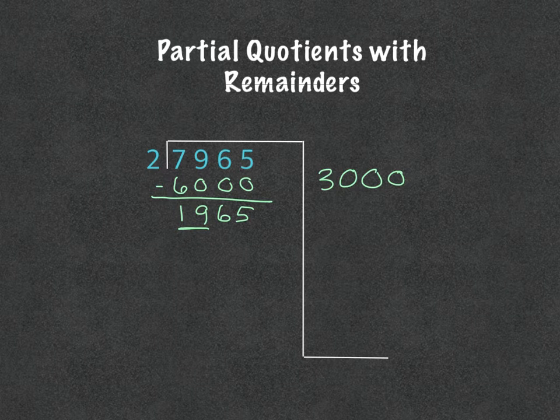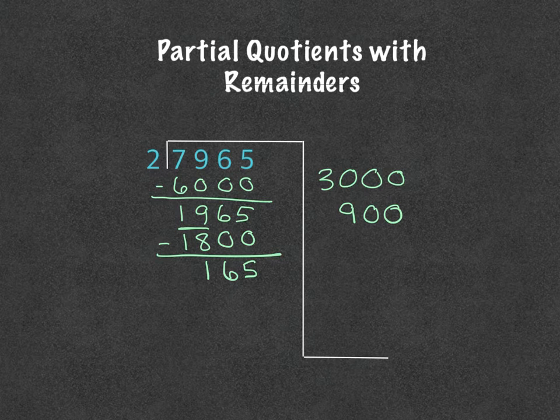So 2 times 9 would be 18, right? So we have 9, and then we have 100. So 2 times 900 would be 1,800. If we subtract, we get 165. And then let's see, we've got an even number there. 2 goes into 16 8 times, but that's like 160, so it's going to be 80 times. So 2 times 80 would be 160. We'd have 5 left over.